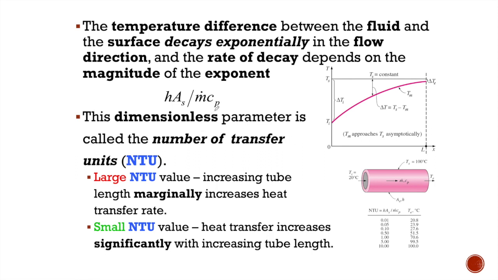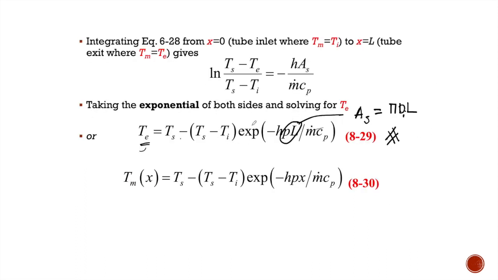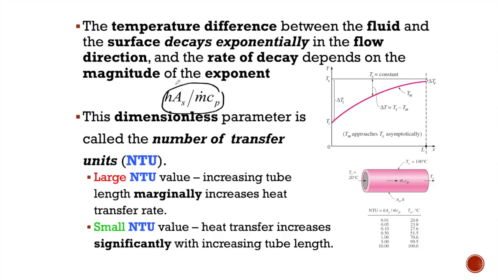So the decay here is exponential in the flow direction, and it depends on this equation. As we can see here, this exit temperature depends exponentially on this, which is the same as this one, hAs over m dot Cp. And this dimensionless parameter is called the number of transfer units. So this is what we call an NTU.